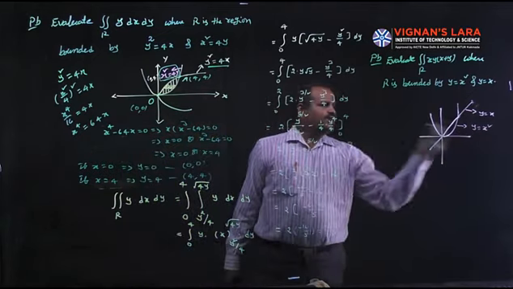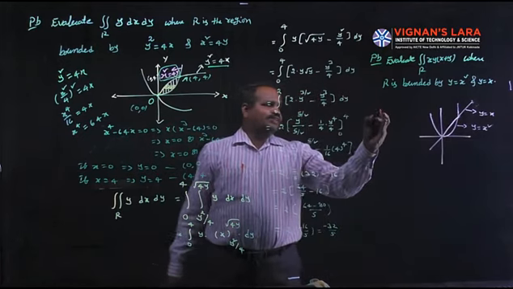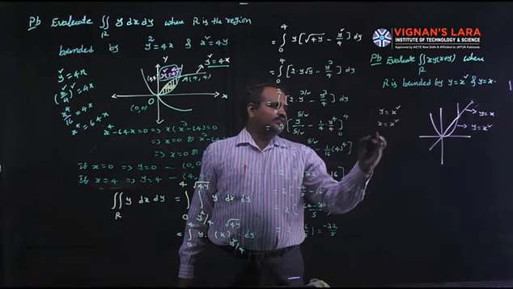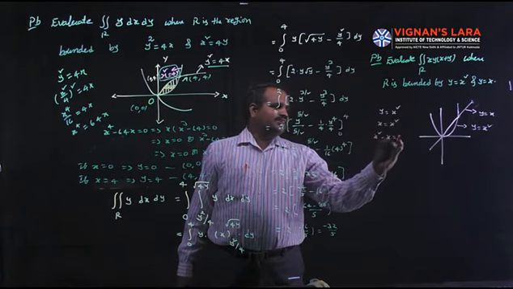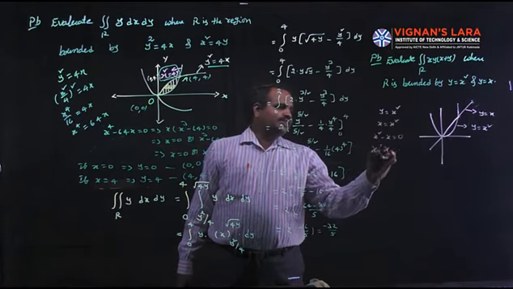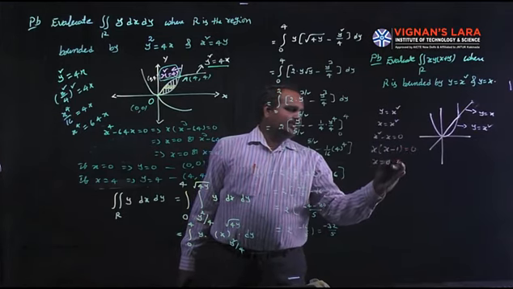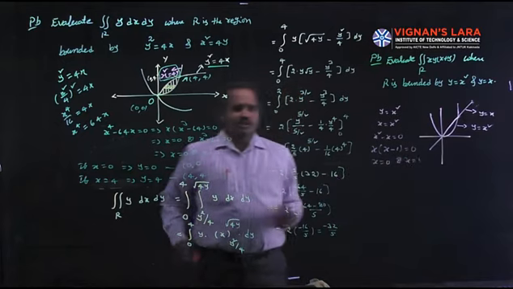Substitute y = x in y = x². So x = x², so x² - x = 0, x(x - 1) = 0. That means x = 0 or x = 1.